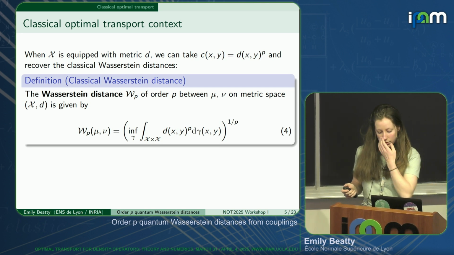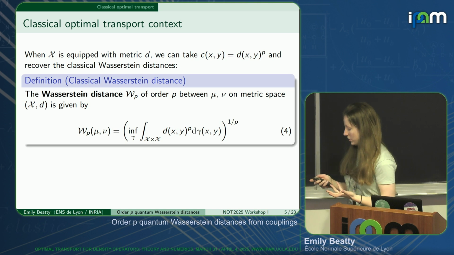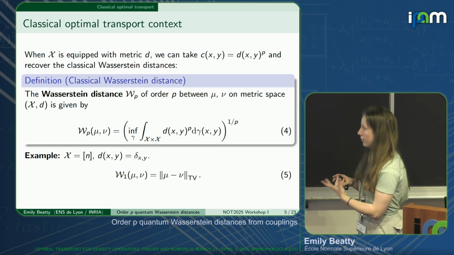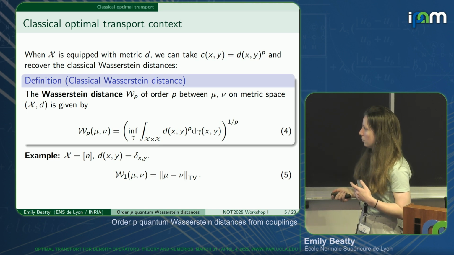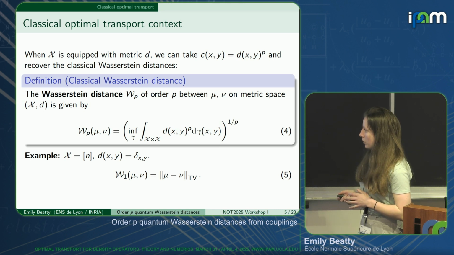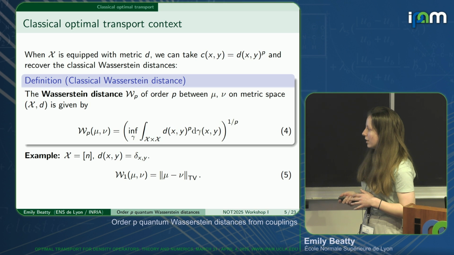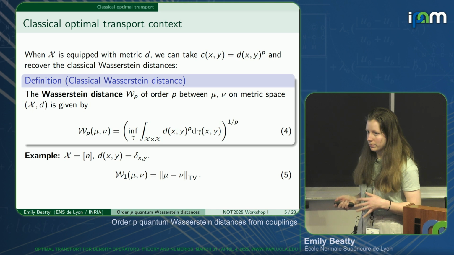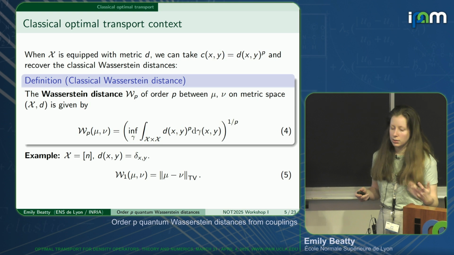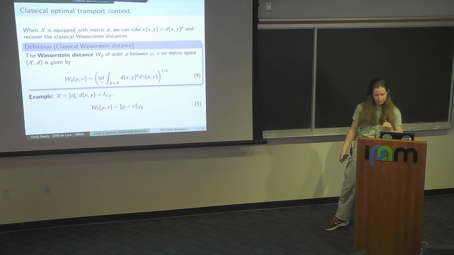These are the objects we're trying to generalize. Just to give you an idea of what this looks like, I suppose the very simplest example is if you take a finite space equipped with the discrete metric. If you look at the classical Wasserstein distance of order 1 with respect to this discrete metric, you just recover the total variation distance. So that's what happens in the simplest case.